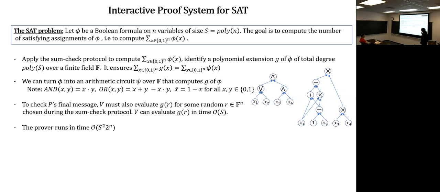So the question is, how can we turn a Boolean formula into an arithmetic circuit over that finite field, which would compute that polynomial extension? And this is just a very simple example: the AND gate of two inputs x and y is just a multiplication of the two inputs. The OR gate of the two inputs is x plus y minus the product of x and y, and the NOT gate is just 1 minus x. Okay, and to check the prover's final message, the verifier must evaluate that polynomial extension g of r for some randomly chosen value by the verifier.